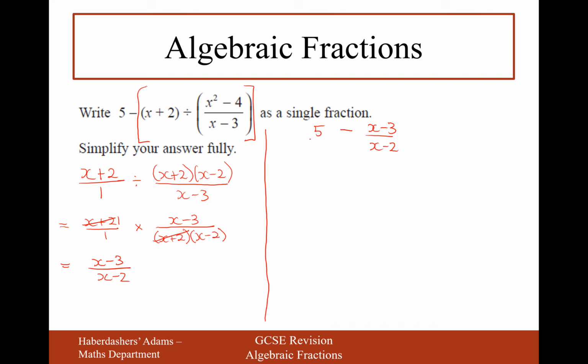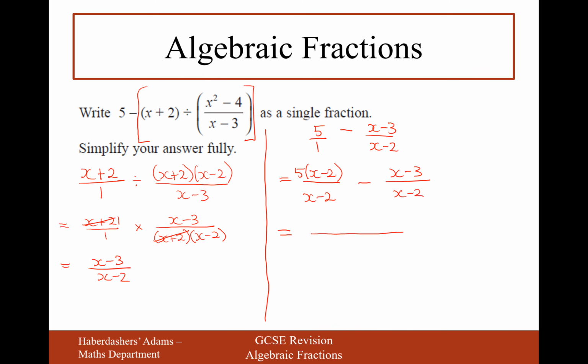Now with this 5, I'm going to treat this 5 as 5 over 1. So now I'm treating this as two fractions. I need to create a common denominator. So it's going to be x minus 2 on the bottom of both. On the right-hand one, nothing's really changed, but on the left-hand one, it's going to be 5 times this new denominator of x minus 2.